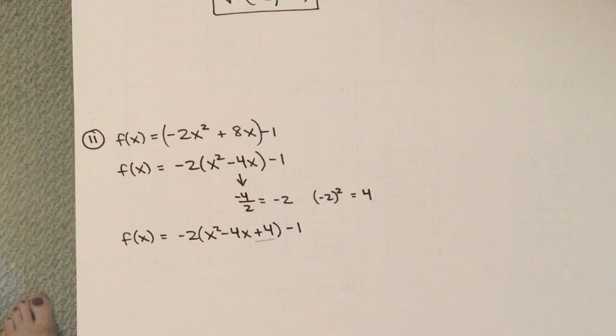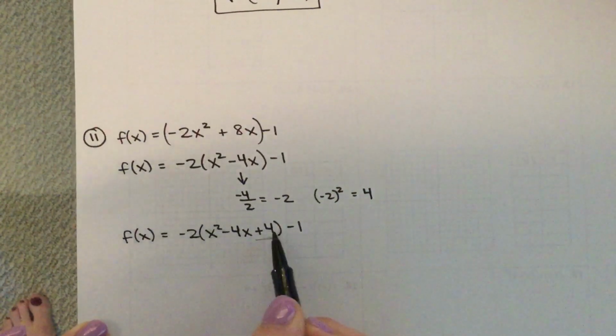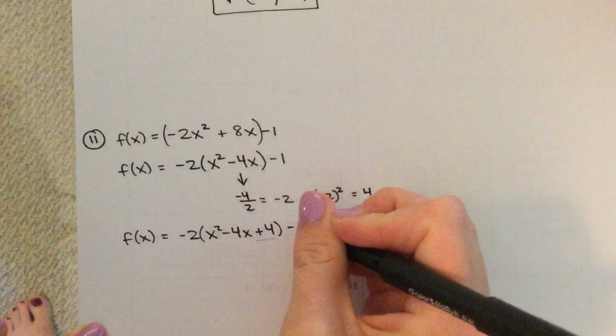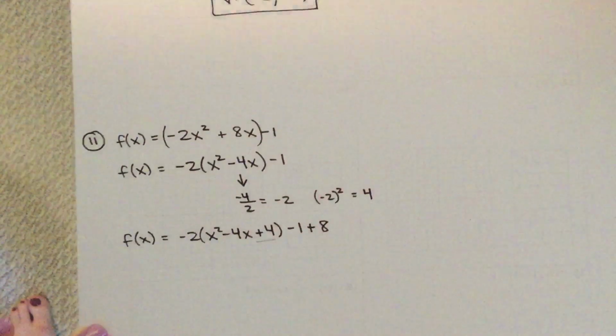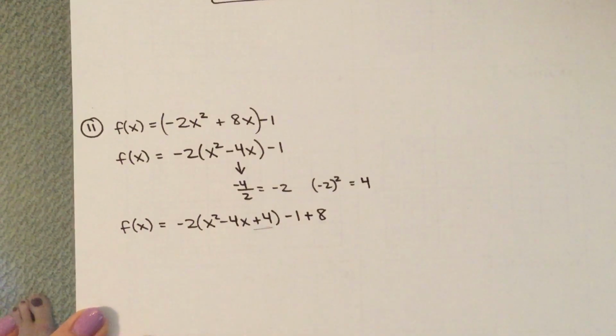Step 4, subtract a times c from the end of the equation. So a times c, negative 2 times positive 4 is negative 8, and we are going to subtract a negative 8 from the end of the equation. One last step, factor the trinomial, simplify the end of the equation.